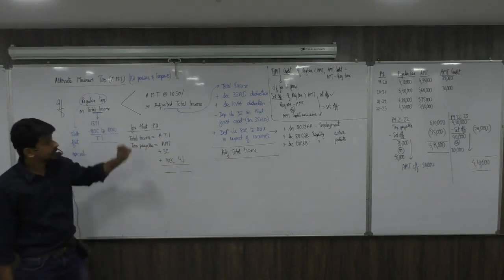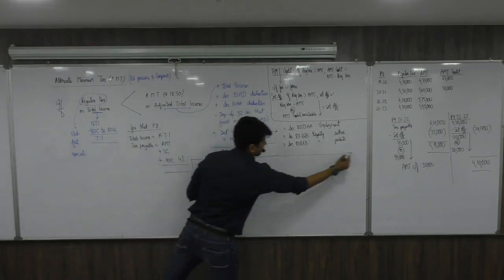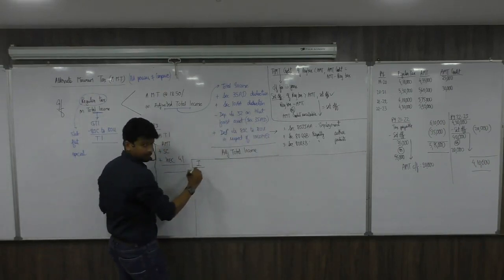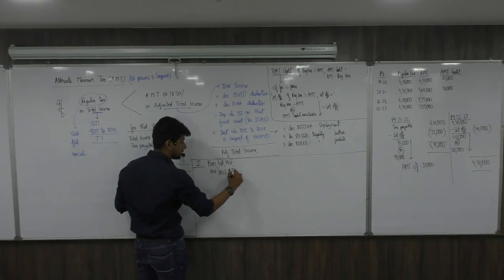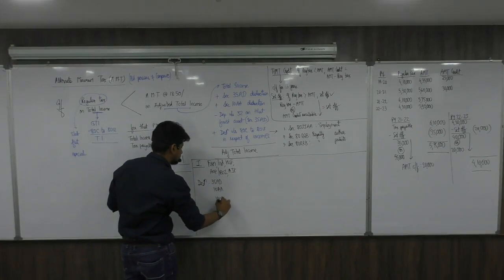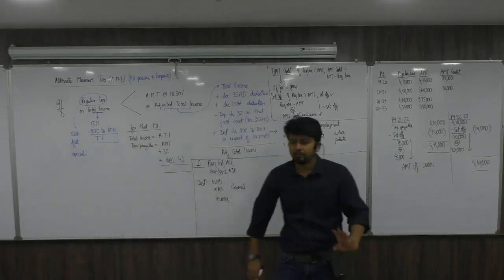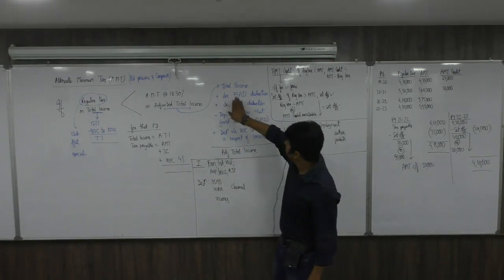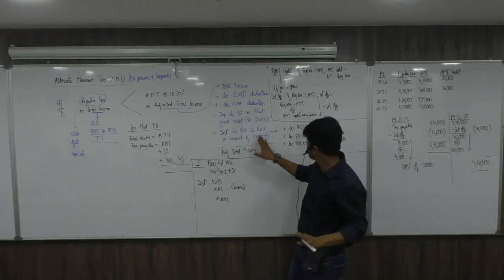When will all this apply? This will apply to all persons who are not companies. So, condition number one. It will apply to a partnership firm, individual, HUF, AOP or BOI, and artificial juridical person. Only if deduction under section 35AD or 10AA or deduction in respect of income has been claimed.